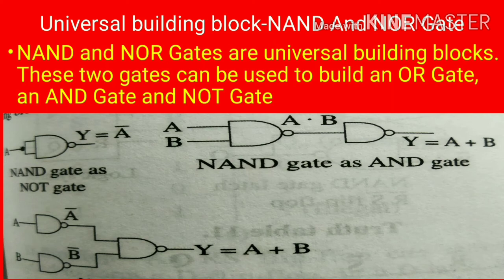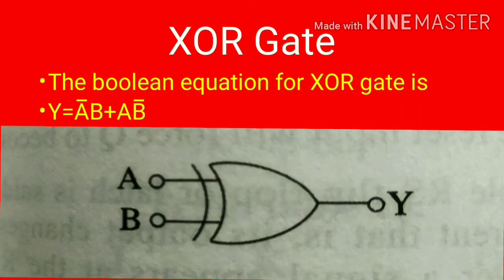NAND gate and NOR gate are used to build an OR gate, AND gate and NOT gate. Therefore, they are called universal gates. XOR gate: the Boolean equation for XOR gate is y equal to A bar B plus A B bar.